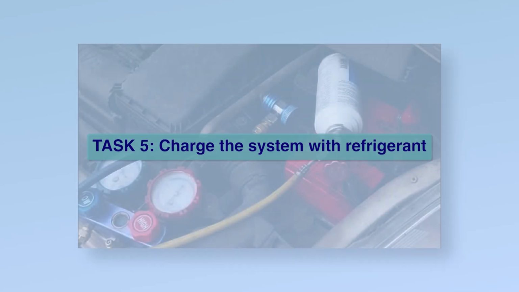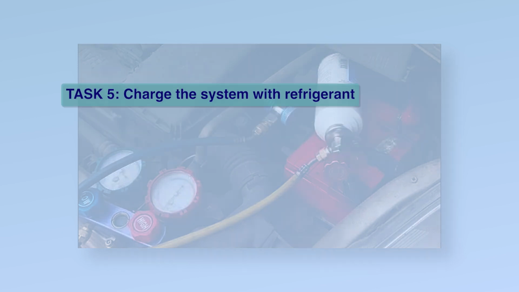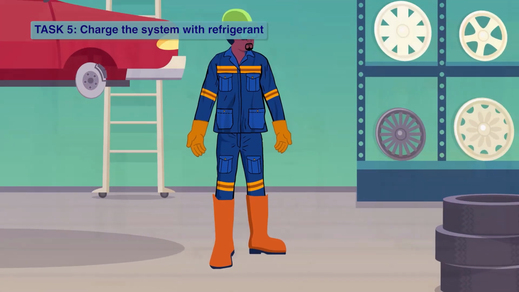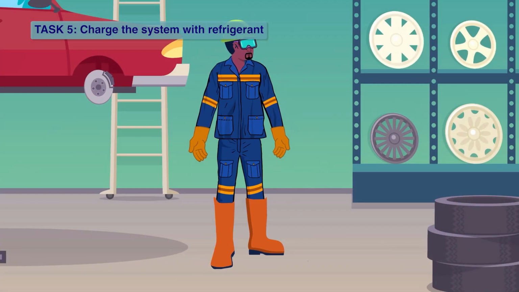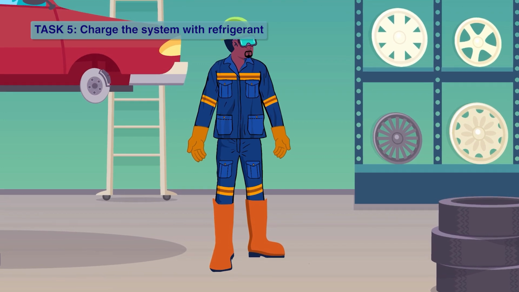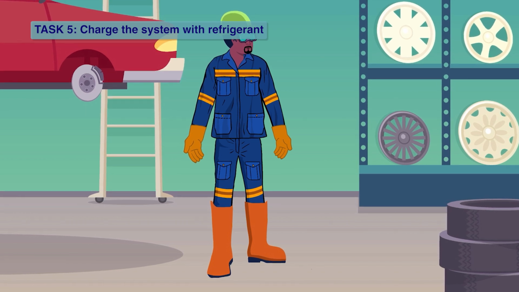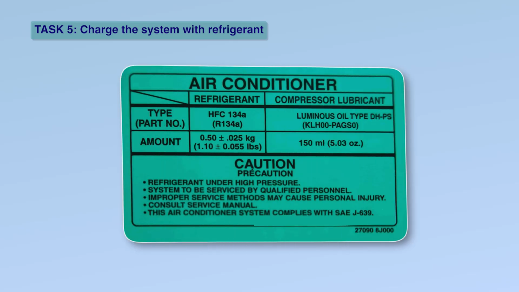Now, let's examine Task 5. Charge the system with refrigerant. Use appropriate safety equipment such as gloves and goggles during the refrigerant charging process to protect against any accidental spills or exposure. Always study the manufacturer's specifications for the exact refrigerant charge to avoid overcharging or undercharging the system.